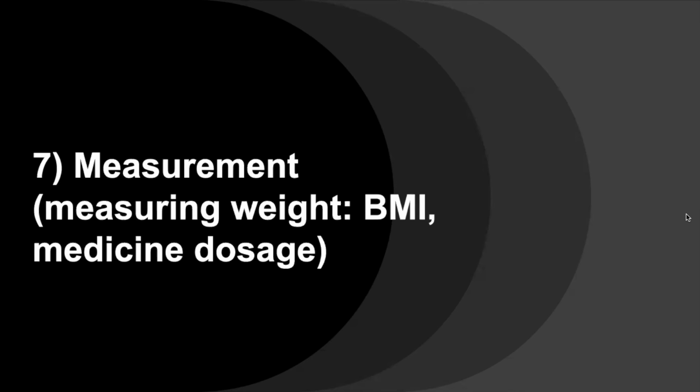The 7th thing is still measurement, and this time we'll be measuring weight. So you learn how to calculate the BMI. BMI is body mass index, and also medicine dosages. So you'll learn about BMI growth charts for children. You'll use formulae to determine medicine dosage.